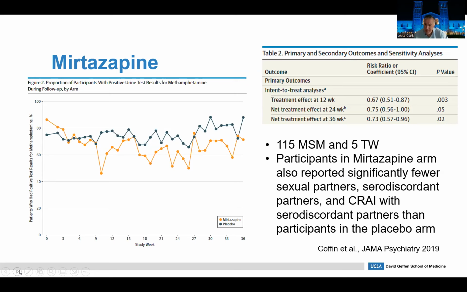Also, interestingly, people in the mirtazapine arm reported significantly fewer sexual partners, significantly less serodiscordant sex, so sex with a partner who is a different serostatus from them, either positive or negative, and fewer episodes of condomless receptive anal intercourse with serodiscordant partners, which is considered one of the highest risk activities for HIV transmission, than people in the placebo arm. Next slide.